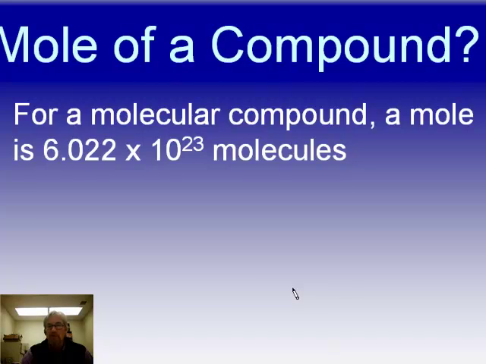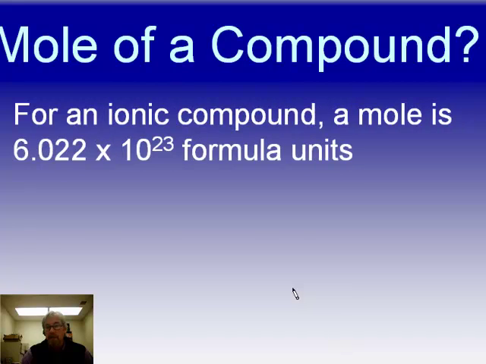If it's an ionic compound, there really aren't molecules. There's just a ratio in a crystal. So what a mole means there is 6.022 times 10 to the 23rd formula units. Formula units are really just an individual cluster of the smallest ratio of one ion to another that could be in the crystal.